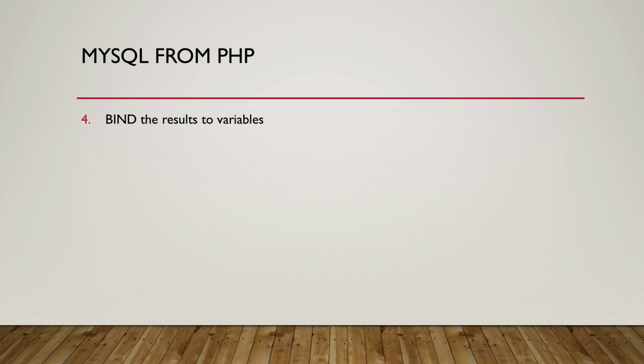Now we need to bind the results to variables. So at this point, the query is okay. It was accepted. It basically ran on the database. And the database is ready to give us the data, but it hasn't actually given it to us yet. It does that in stages. The first thing that we need to do to prepare to receive that data is give it some variables to put the data in. We're going to do that in 2 steps.